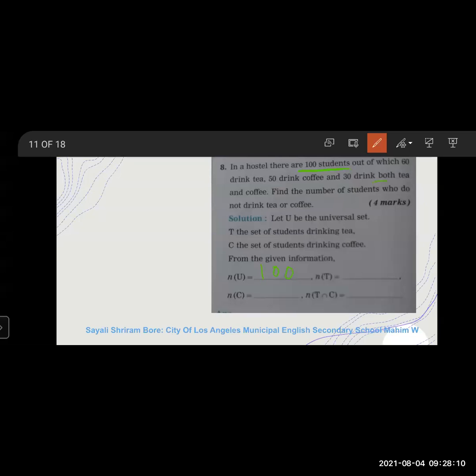See here, the word both comes. So both means what? It is the intersection part. Find the number of students who do not drink tea or coffee. Now this is the question that you have to find out.